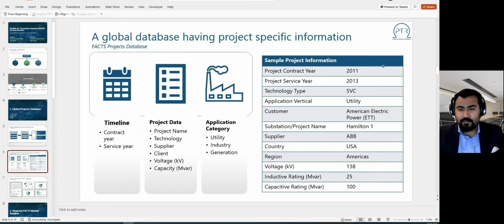This is an example project installed by American Electric Power. And as you can see, the details which are there, including the contract year, 2011, 2013 as the service year. This was an SVC project installed by ABB, now Hitachi Energy, and then it was installed in US, in Americas region, at 138 kilovolt rating. And then these are the inductive and capacitive ratings of the project.